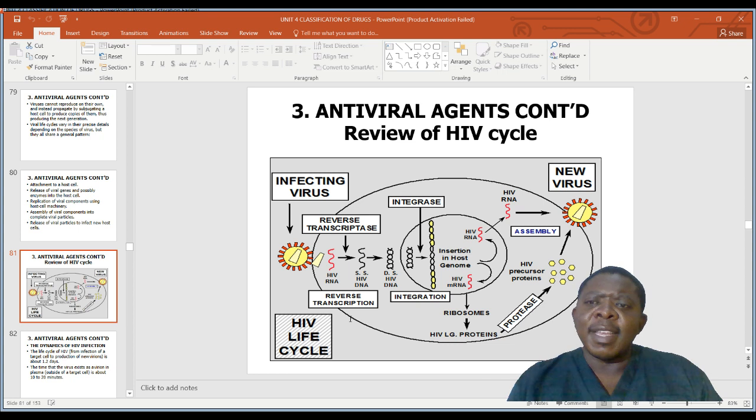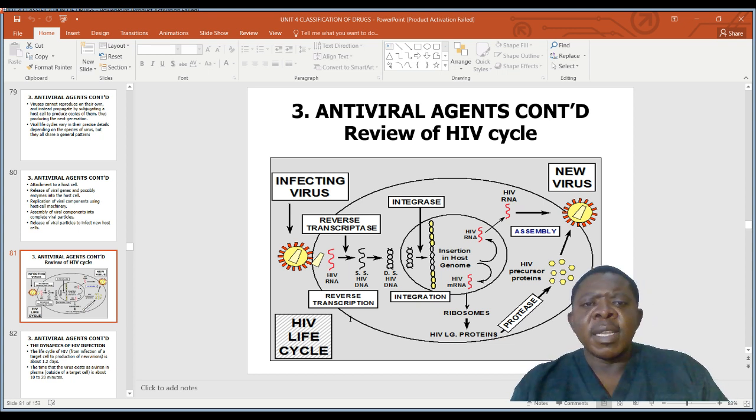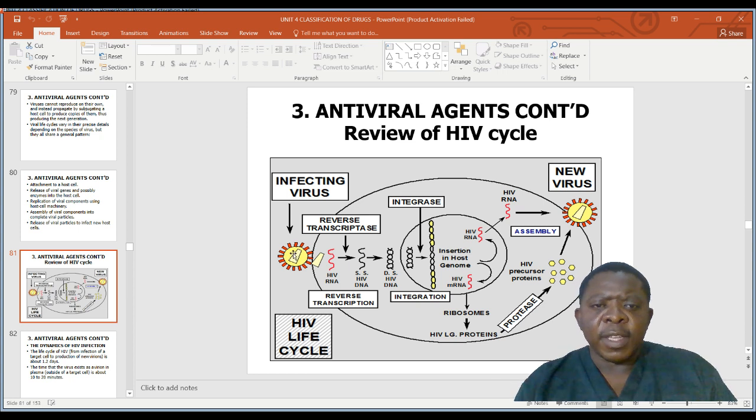To explain this, in the example here we have the infecting virus, and here I'm looking at the HIV life cycle. So this is the infecting virus. When the infecting virus finds a suitable host cell, it will attach to the host cell. After it attaches, it is going to fuse with the host cell by releasing its content within the cell.